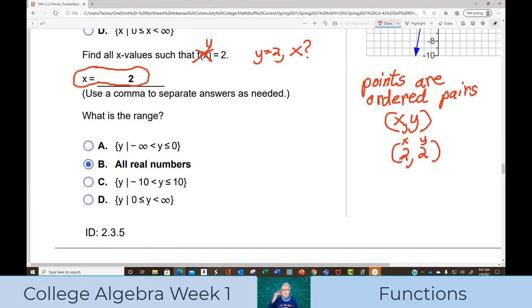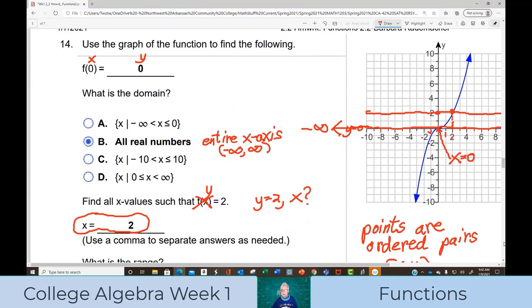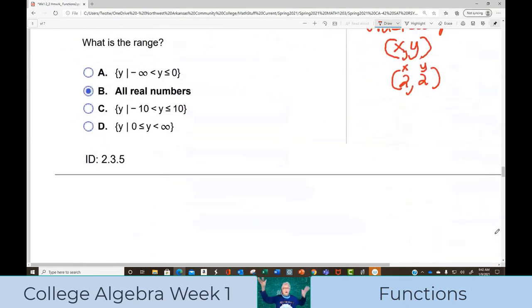What is the range? The range goes lowest to highest. Well, this graph goes up forever and down forever. It's going to cover the entire y-axis. So it's all the real numbers again, the entire y-axis, which can also be written as negative infinity to positive infinity, but it's a different negative infinity to positive infinity from the x-axis. This is the y-axis.